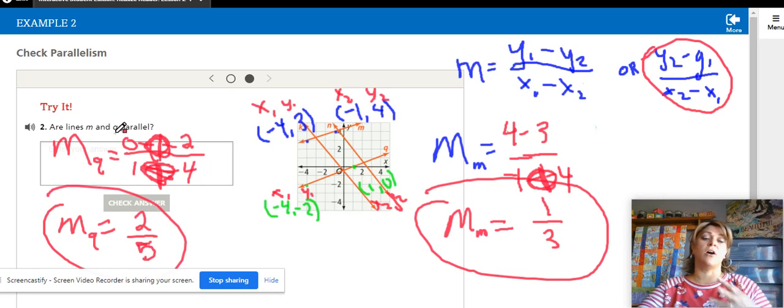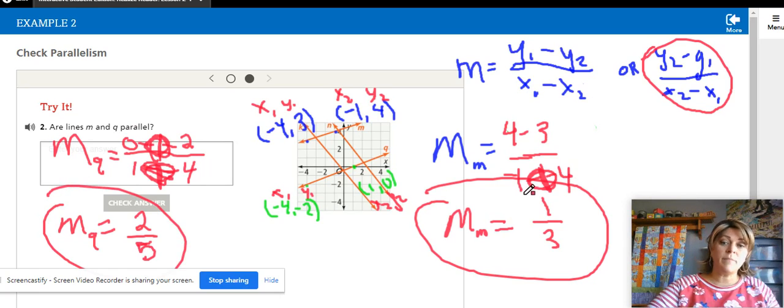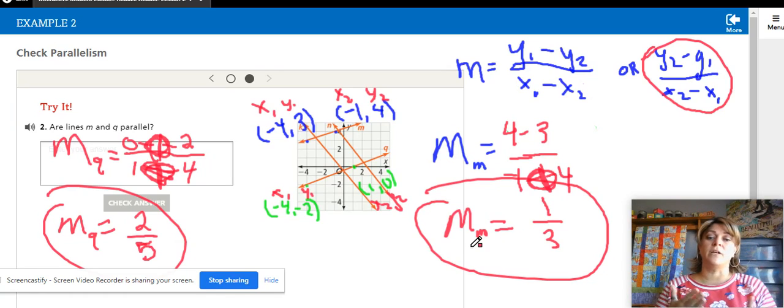And so the question says, are these lines parallel? This is showing all my work, every step of it. And if I stop right here, I never even answered the question. You have to answer the question. So if the lines are parallel, they would be exactly the same slopes. They're not, so they're not parallel.